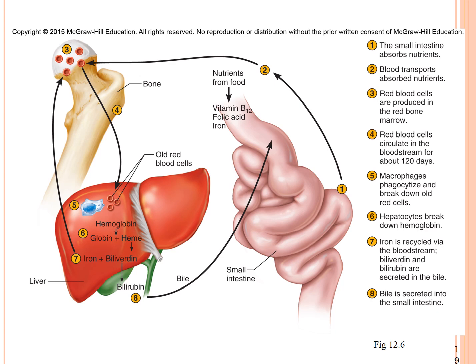The small intestine absorbs nutrients. The blood transports these nutrients. These nutrients are used to manufacture red blood cells, which are produced in the red bone marrow. They circulate the blood for about 120 days. They become kind of old, fragmented, and macrophages break them down. Iron is recycled in the bloodstream, and biliverdin and bilirubin are excreted in the bile.